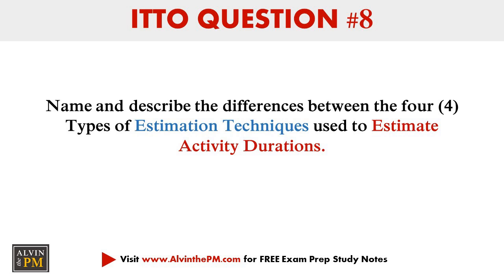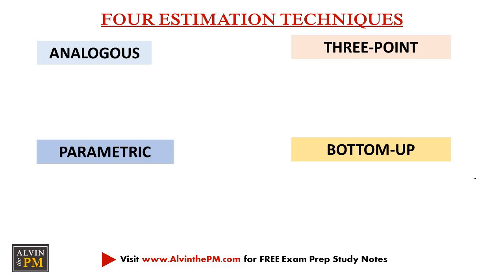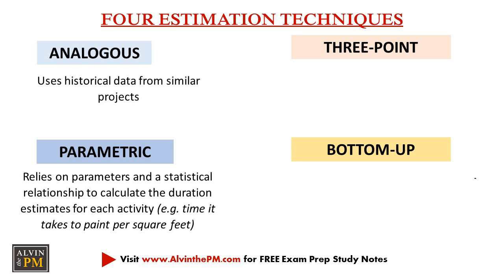Question 8. Name and describe the differences between the 4 types of estimation techniques used to estimate activity durations. Pause the video and we'll reveal the correct answer in a couple seconds. The 4 estimation techniques are analogous, 3-point, parametric, and bottom-up. Analogous estimation uses historical data from past projects. Parametric estimation relies on parameters and a statistical relationship to calculate how long it will take to complete each activity. So for example, the amount of time it takes to paint something per square feet.